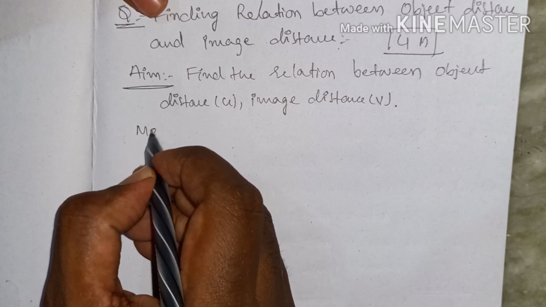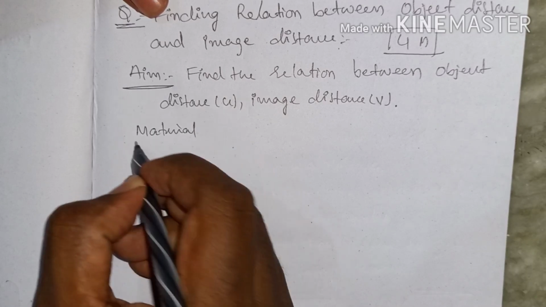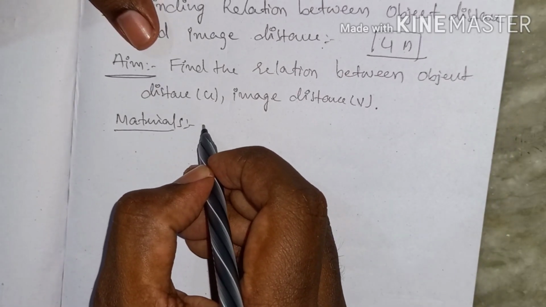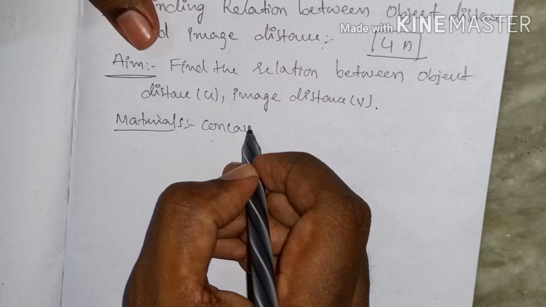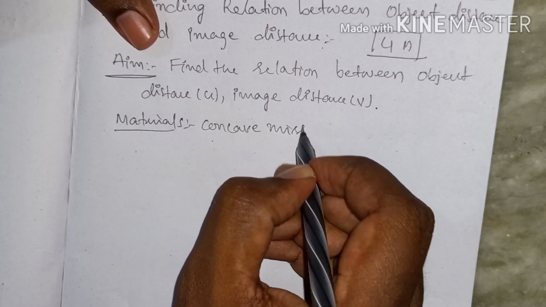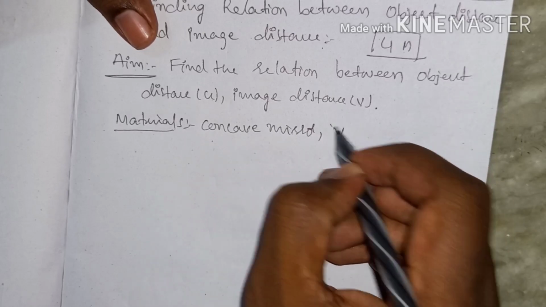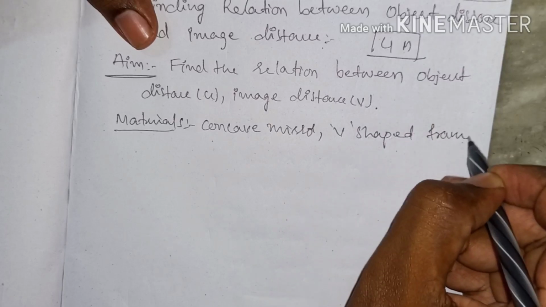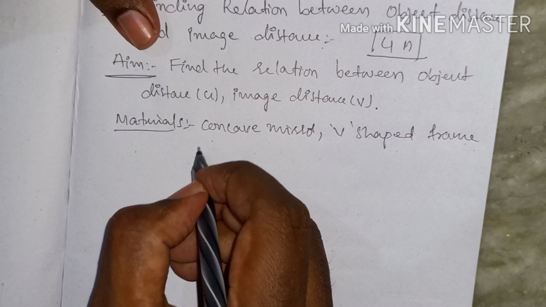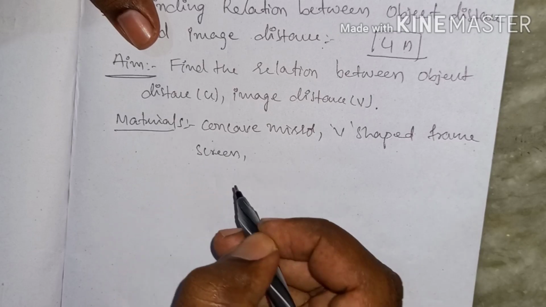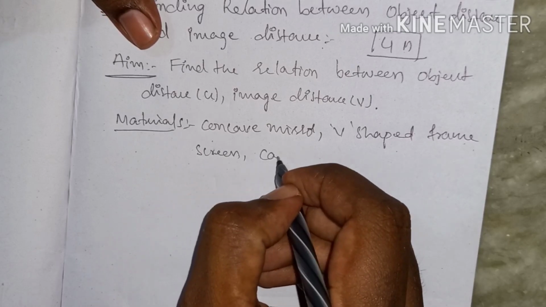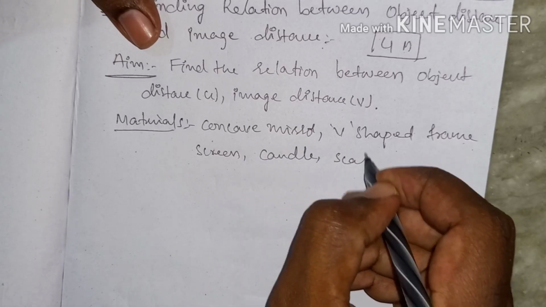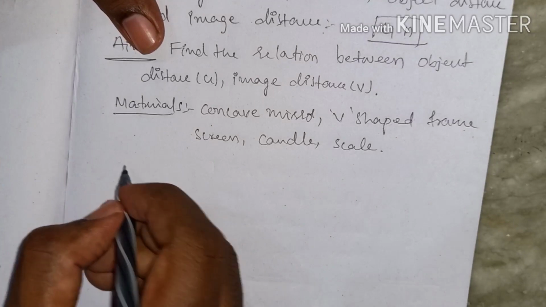Material required. What are the materials? First one, concave mirror. Next, V-shaped frame. Next, screen. Next, candle and scale. Okay, procedure.